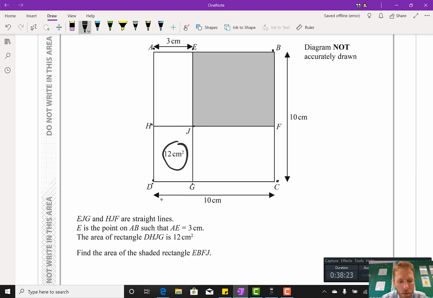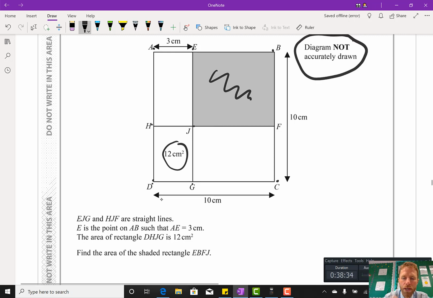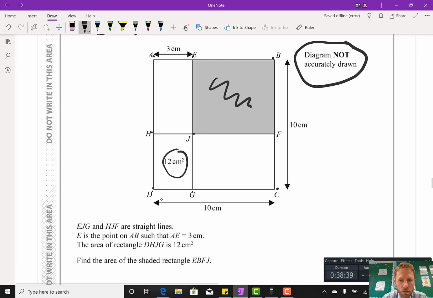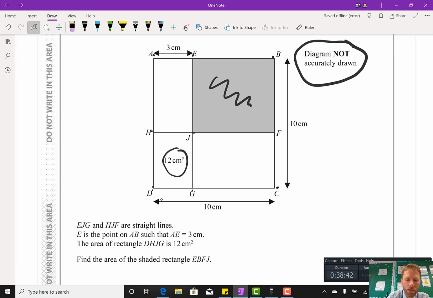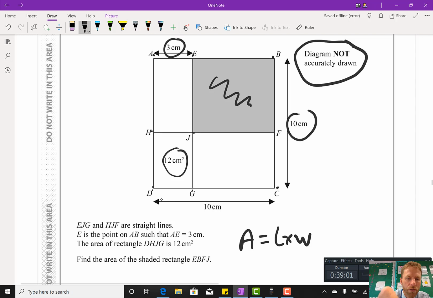Find the area of the shaded rectangle EBFJ. So I need to find this area. Important that I pay attention to that. Don't get a ruler out, don't measure it, it's not going to work. So, in order to find the area of a rectangle, I need to know that area is length multiplied by width. If I don't know that, this question is going to be very, very difficult. So I'm trying to find out two sides of this rectangle and then I can work out how big it is. So I must have been told 10 and 3 and 12 for a reason.